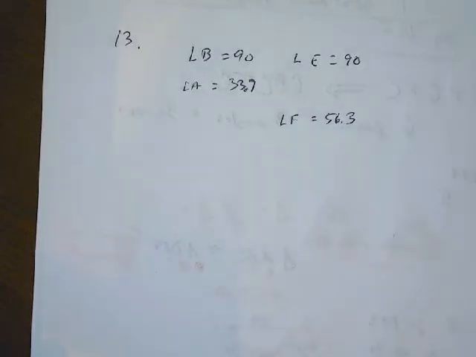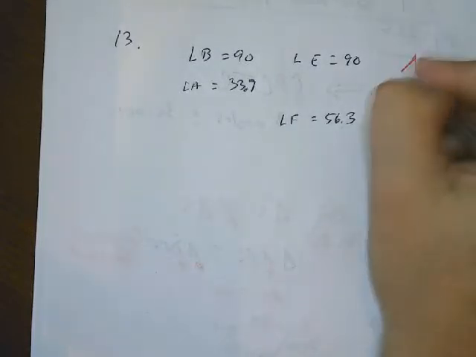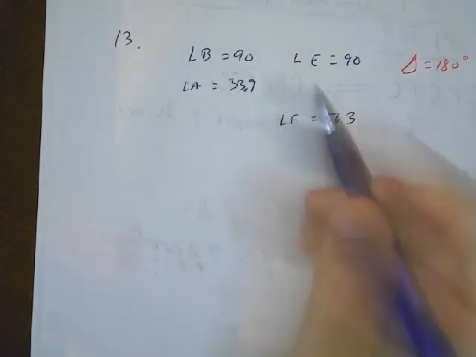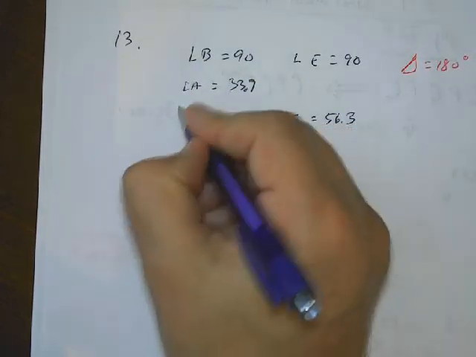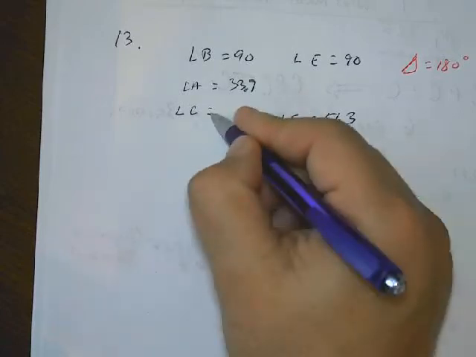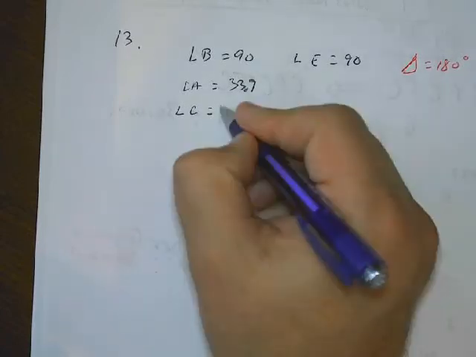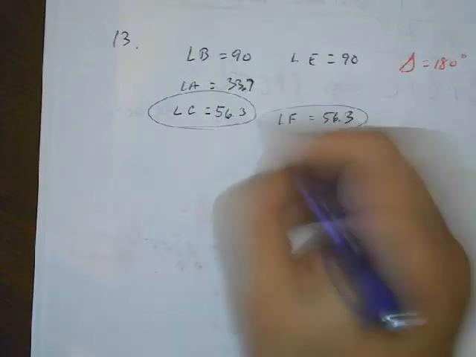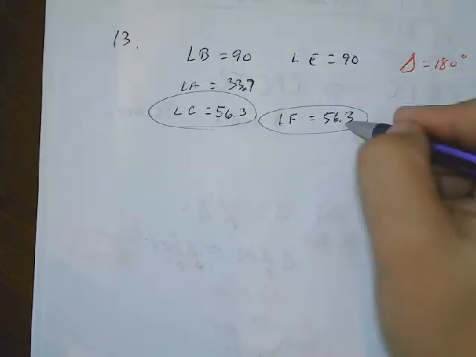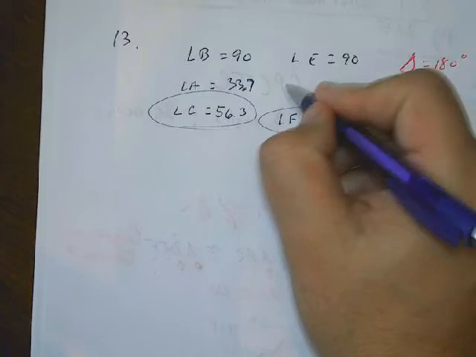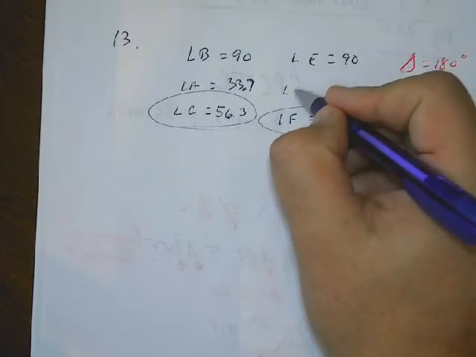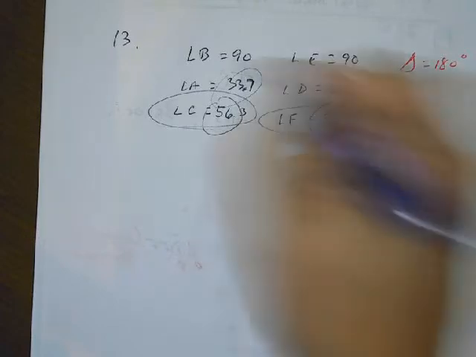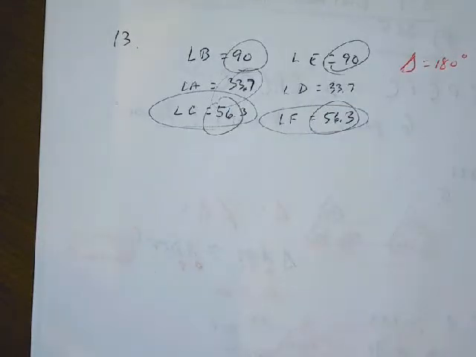Well, because we know that all the angles in a triangle add up to 180 degrees, if this is 90 and 33.7, that means angle C has to be 90 minus this, which is 56.3, which, look at that, matches up with angle F. If this is 90 and this is 56.3, then angle D would have to be 33.7. So we know that all three angles are equal. All right, so now that's one part of it.